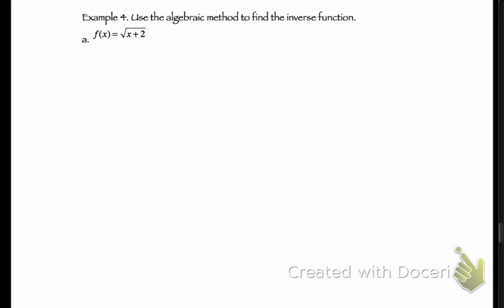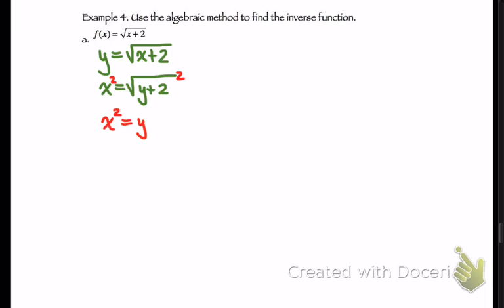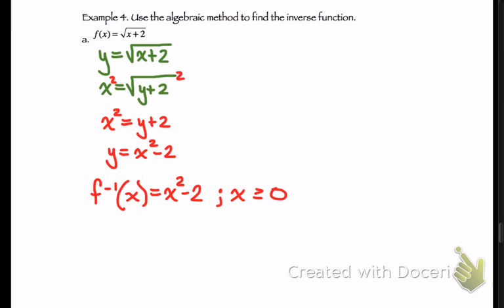Alright, so now let's find the inverse. How do I do that? Well, replace f of x with y equals. Switch the x and the y. Begin to solve for y. Subtract 2. Voila, there is my inverse.